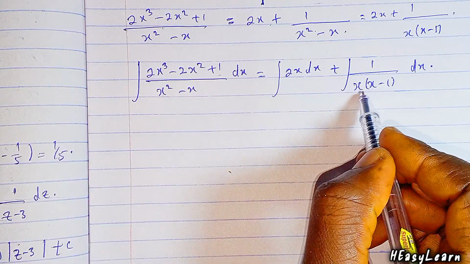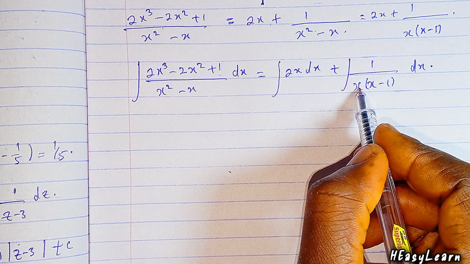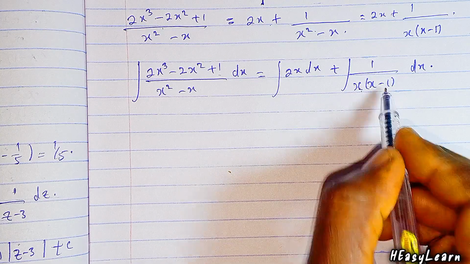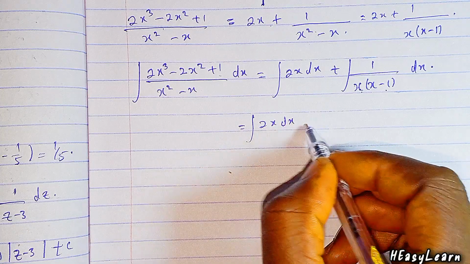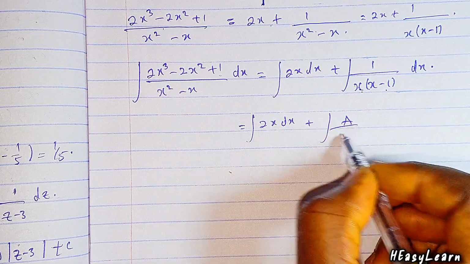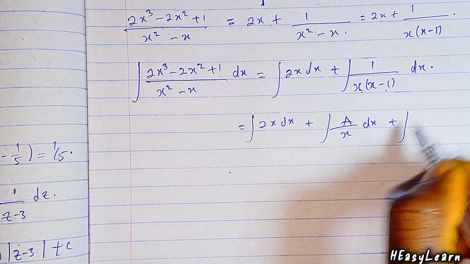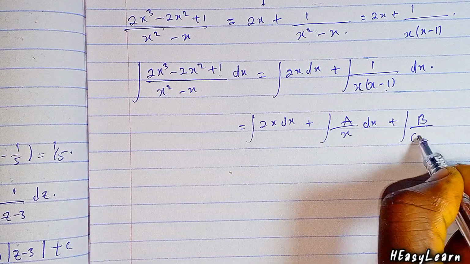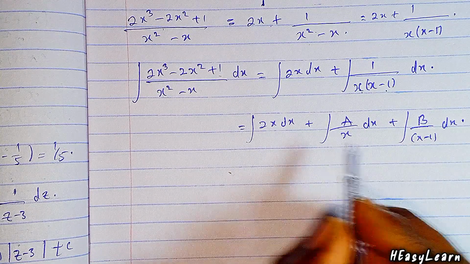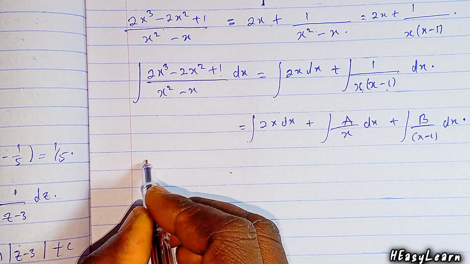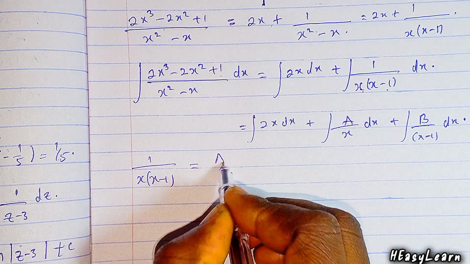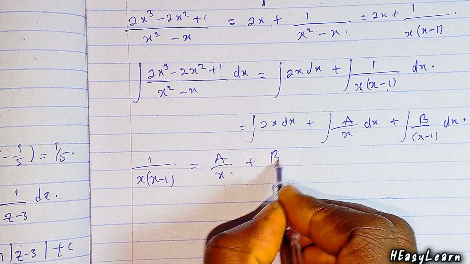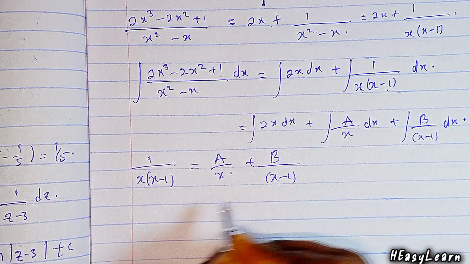This is another partial fraction, for which we introduce a to take the first and introduce b to take the second. This is the same thing as the integral of 2x dx plus the integral of a over x dx plus the integral of b over x minus 1 dx. We have to find the undetermined coefficients a and b.